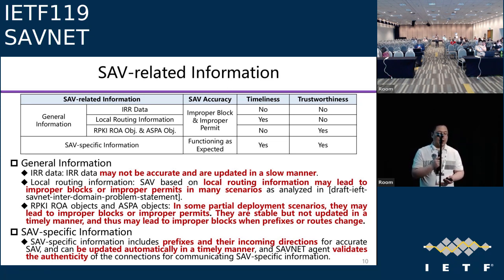They are stable but not updated in a timely manner, and thus may lead to improper blocks when prefix or routes change. Differently, cell-specific information includes a prefix and its legitimate incoming directions for accurate cell, and can be updated automatically in a timely manner. A Savnet agent validates the authenticity of the connections for communicating the cell-specific information. Inter-domain Savnet architecture proposes the cell-specific information. And based on the analysis, here we conclude the table.